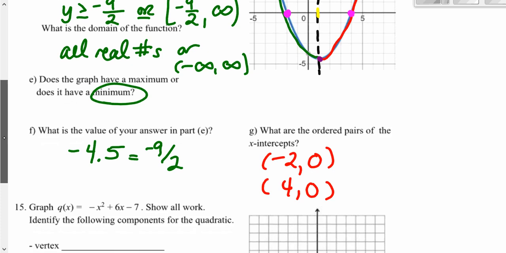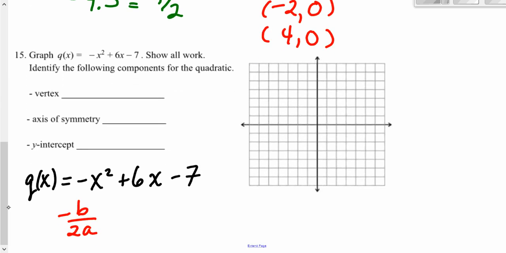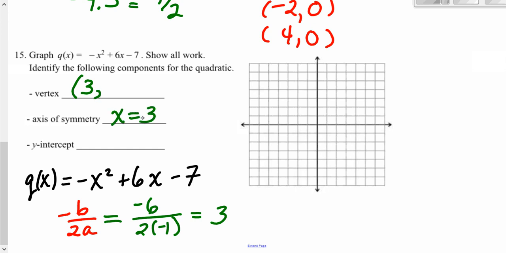Number 15 is given to us in standard form. And they asked me for the vertex. So unlike with helpful vertex form, in standard form I have to do a little work. I have to do the opposite of b over 2a to figure out where my vertex is. And so -6 over -2 is +3. So that gives me half of my vertex. It gives me the axis of symmetry. So I know that right here at 3, it's my axis of symmetry.